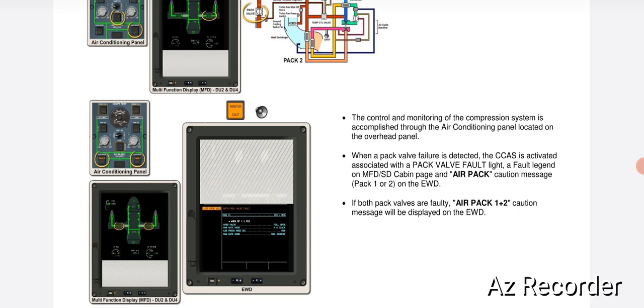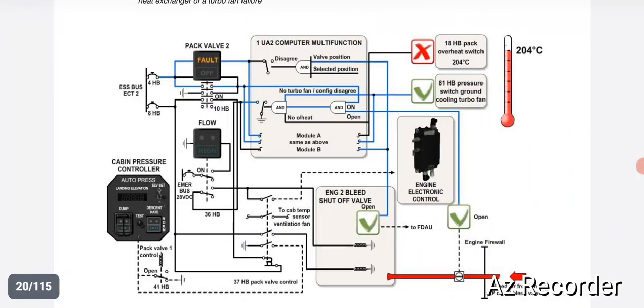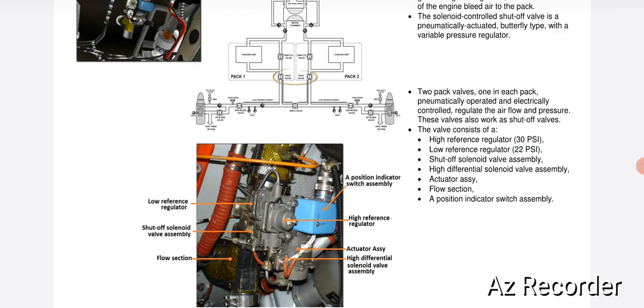The pack valve is located on the forward landing gear fairing and regulates or shuts off the flow of engine bleed air to the pack. The parts of the pack valve are the high reference regulator. That is, to increase the flow, we have to energize this high reference regulator. It maintains the pressure at 30 psi. Then the low reference regulator. This maintains the pressure at 22 psi, which is the normal flow. And the shut-off solenoid valve assembly.